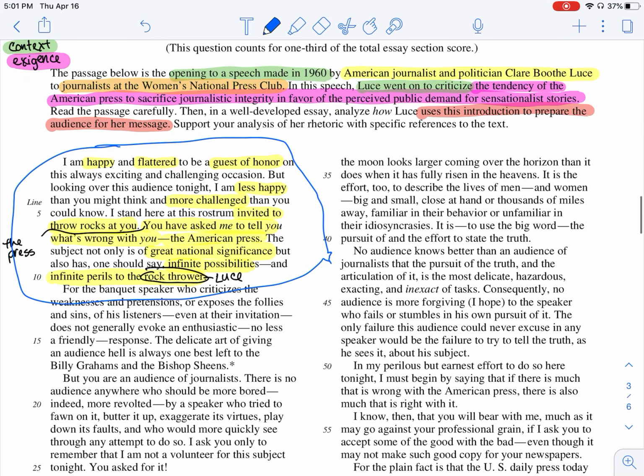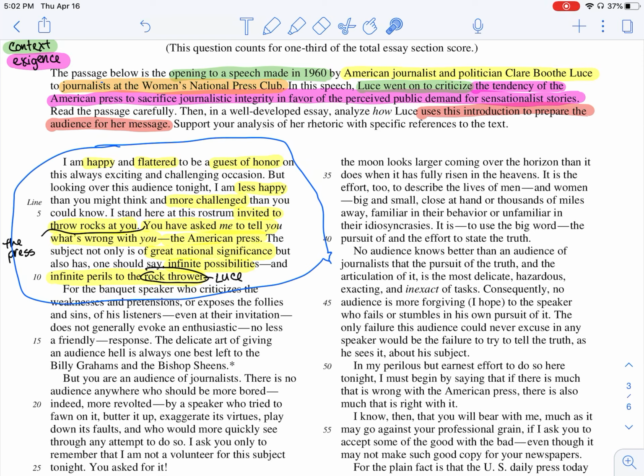All right. We know that we're dealing with journalists at the Women's National Press Club. These are her peers. We also know that they probably would not be receptive to having somebody in their face criticize them for what they're doing wrong. Like this is some almighty person. Even if they respect her as a speaker, they would not take kindly to being criticized to their face.